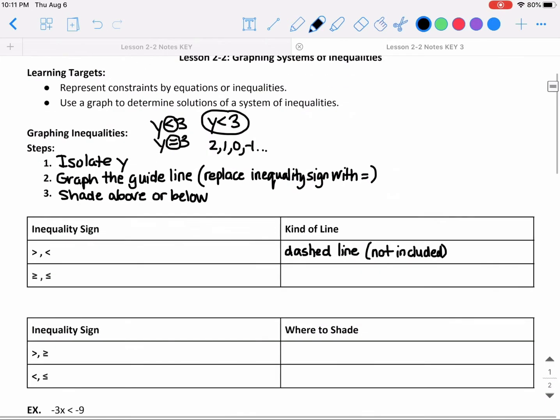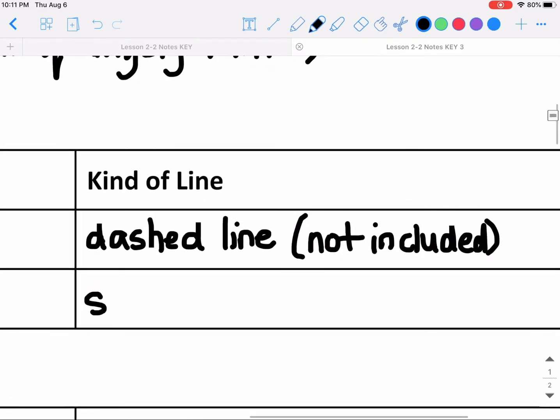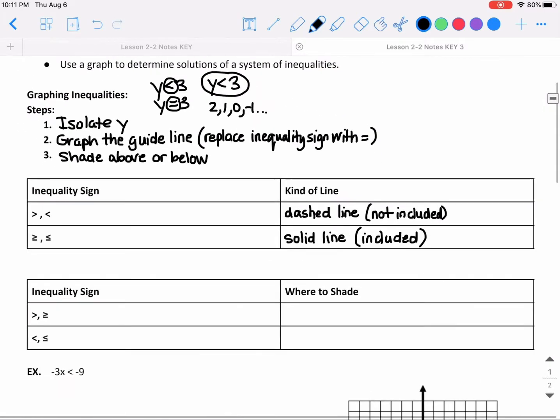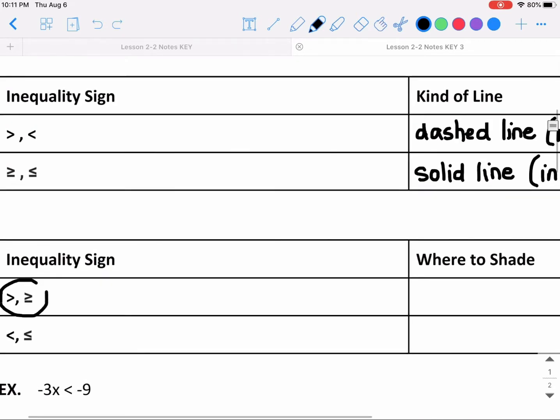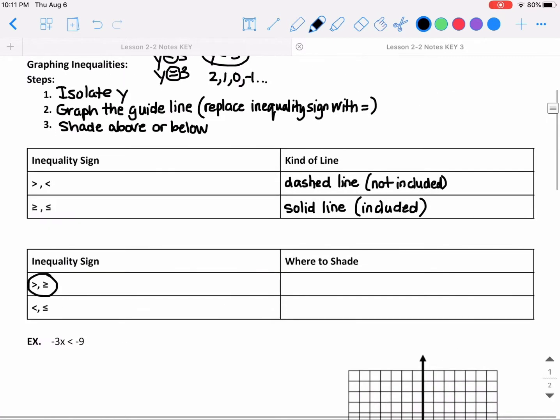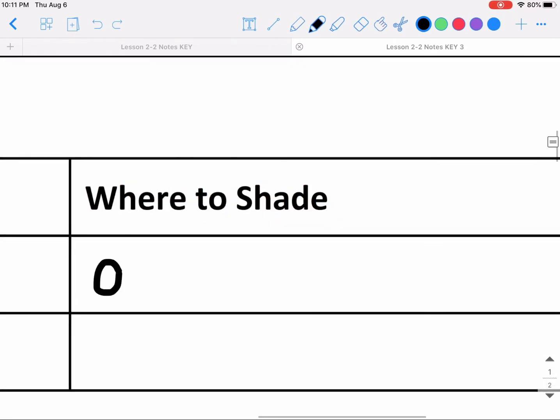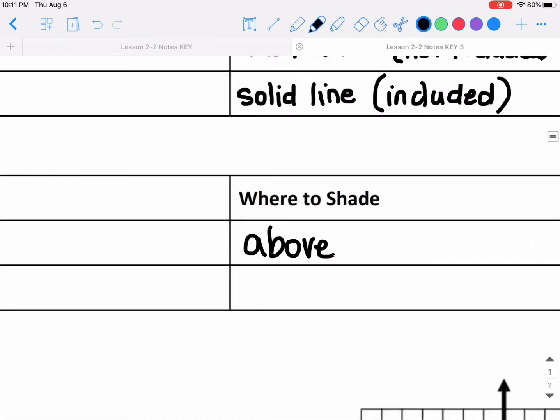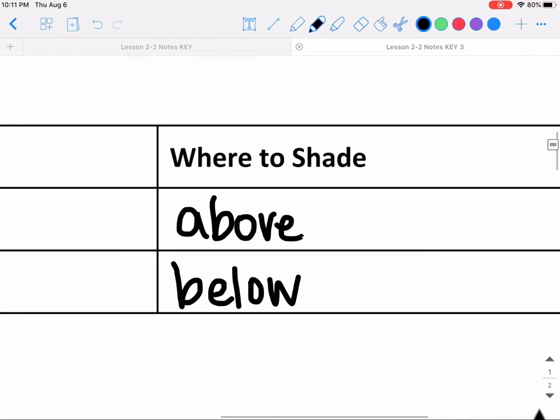When I do have an equal sign underneath in my inequality, that means that the line itself is included. So it's going to be a solid line. That means the line is included. All right, we can also talk about how the inequality sign will tell us where to shade. So if I have greater than or greater than or equal to, that's going to tell me that I'm going to shade above the line. If I have less than or less than or equal to, I'm going to shade below the line, the opposite, below the line.